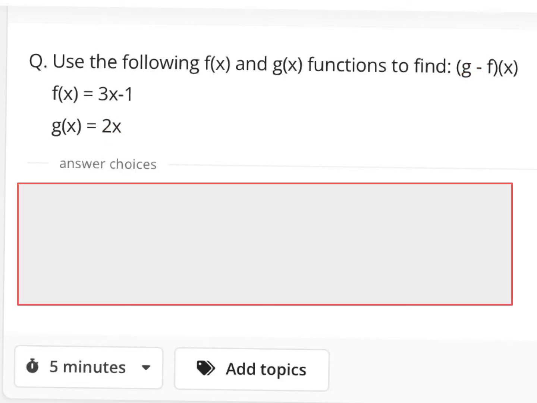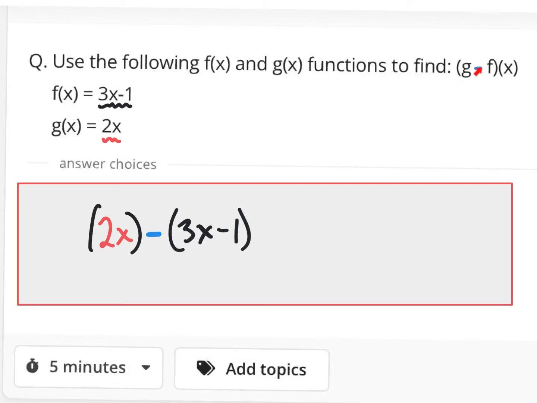So we're going to write the g first. So we have 2x, that's the g function, and then we're going to put the minus sign that's between them, and then the f function. And the f function is 3x minus 1. Now I do recommend putting these in parentheses, especially because we are subtracting.